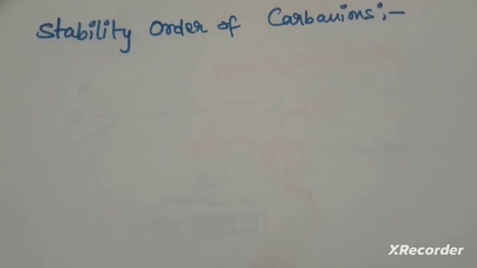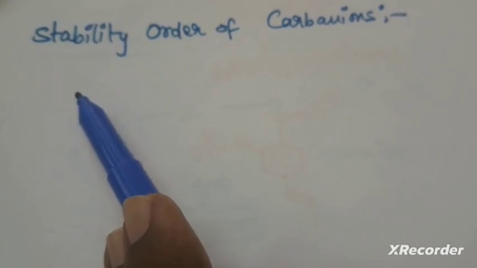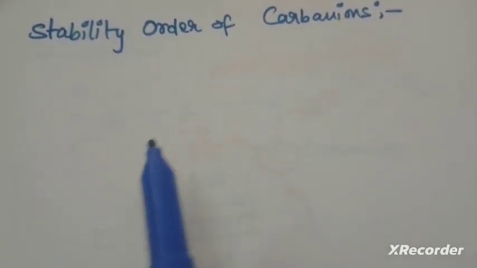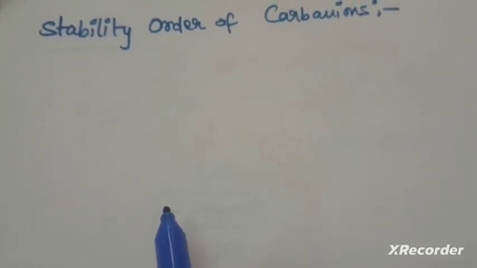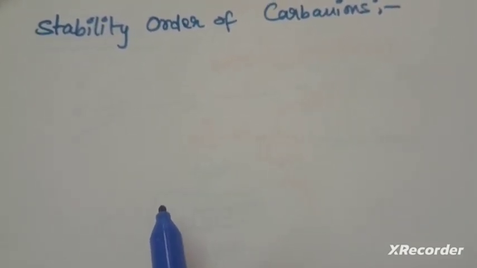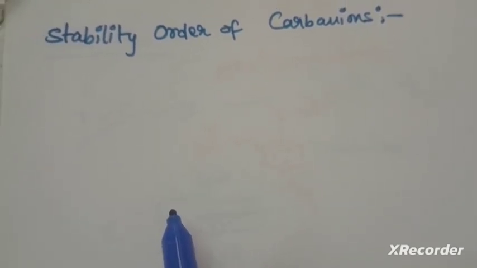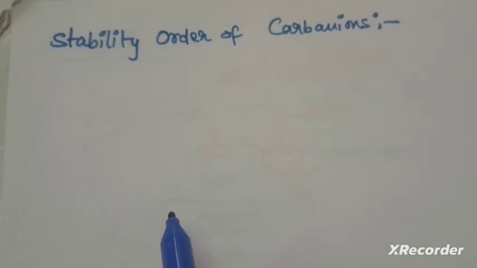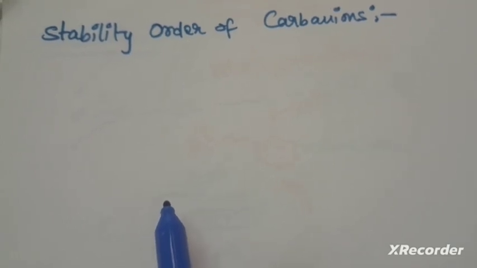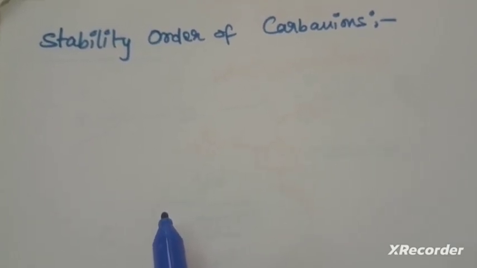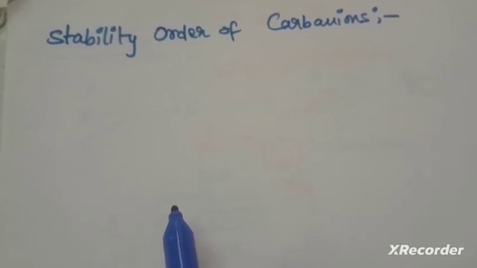In the previous video, I discussed carbocations, and today the stability order of carbanions. I am going to discuss the carbanion, in which carbon carries a negative charge. A carbon carrying a negative charge is an electron-rich species. Any atom which carries a negative charge is an electron-rich species. In a carbanion, carbon carries a negative charge. What does it mean? It is already electron rich, so it doesn't require any electron.